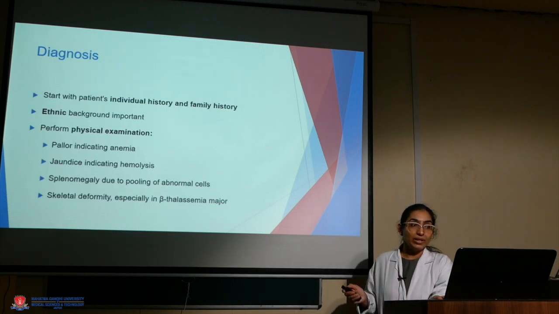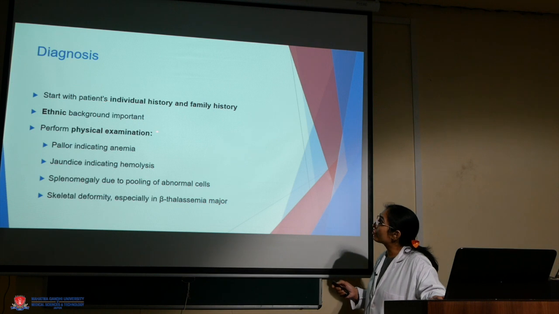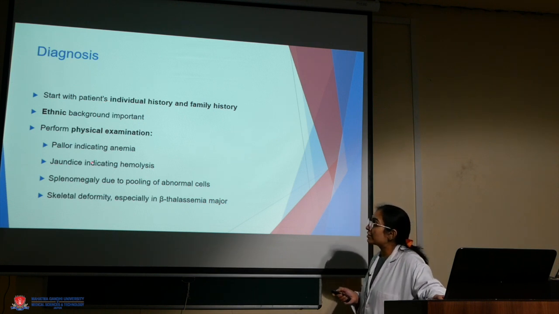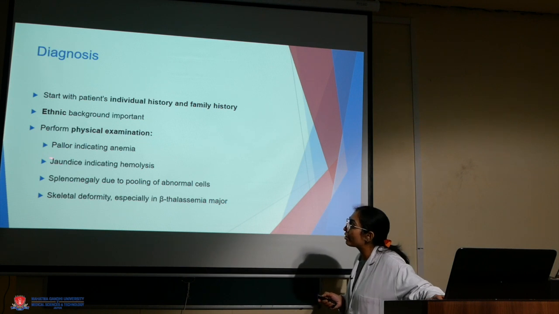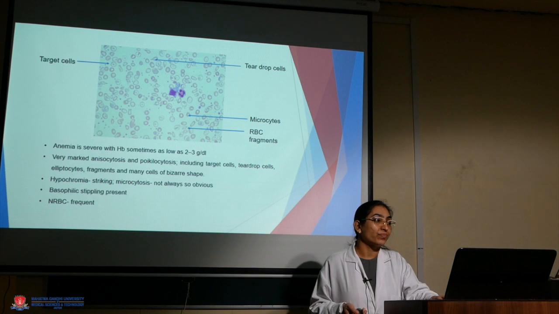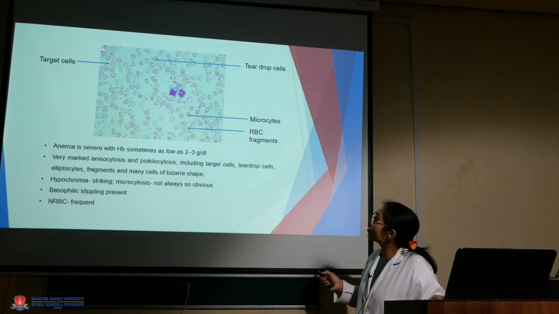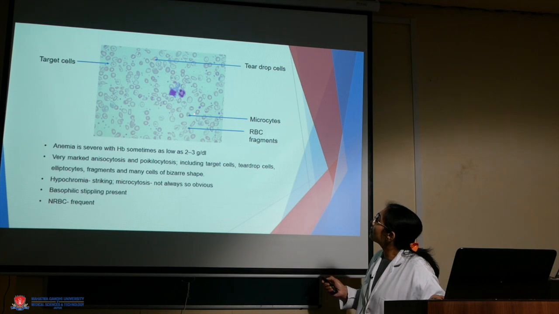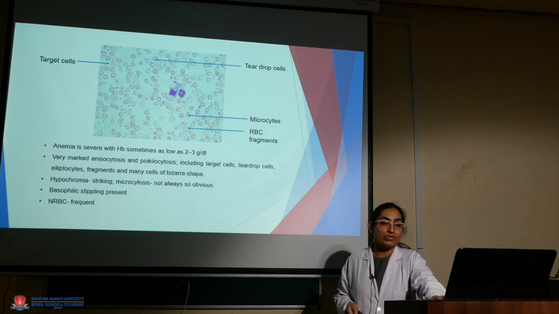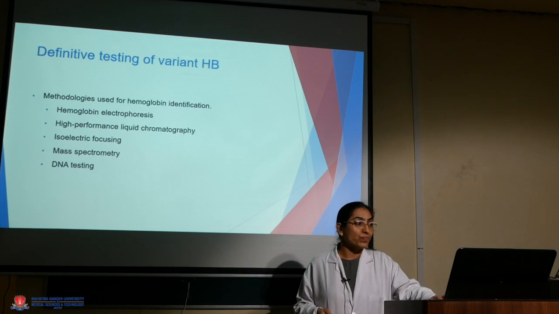Diagnosis: while making a diagnosis you have to start with the history and family history. You have to know the ethnic background, which is very important. Perform a physical examination; you will find pallor, jaundice, splenomegaly and skeletal deformity, especially in older children. In the PS you will see these target cells, the cells with a dot inside. These are the teardrop cells, and these are the small RBCs which are microcytes. So anemia is very severe, very marked; anisocytosis and poikilocytosis you see, along with basophilic stippling and NRBCs.